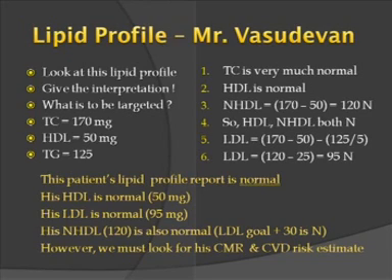As far as LDL is concerned, 170 total cholesterol, subtract HDL 50, you get 120, and from that you subtract VLDL. VLDL is nothing but 1/5 of triglyceride. Here 125 is the triglyceride, 1/5 of that is 25. So 120 is the total NHDL, subtract 25 out of that, you get 95, that is the LDL. LDL also is normal. This patient's lipid profile report is normal because his HDL is 50 and normal, his LDL is 95 and again normal, and his NHDL is 120 is also normal.